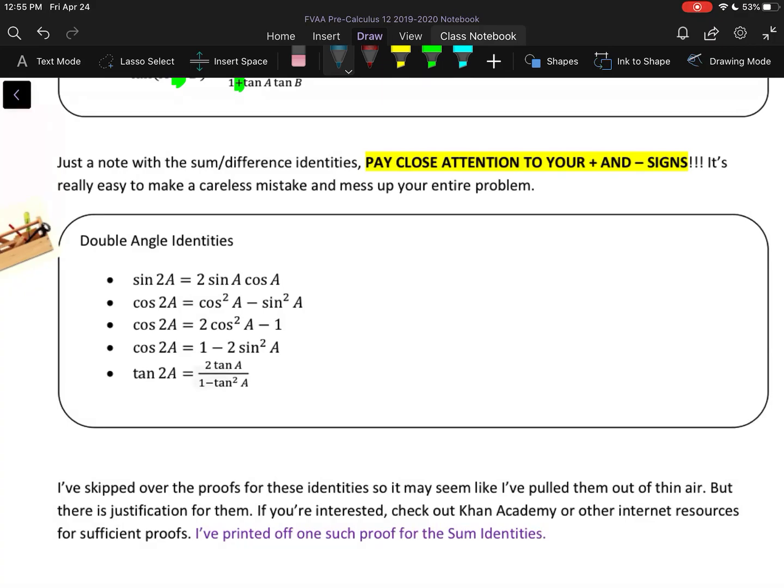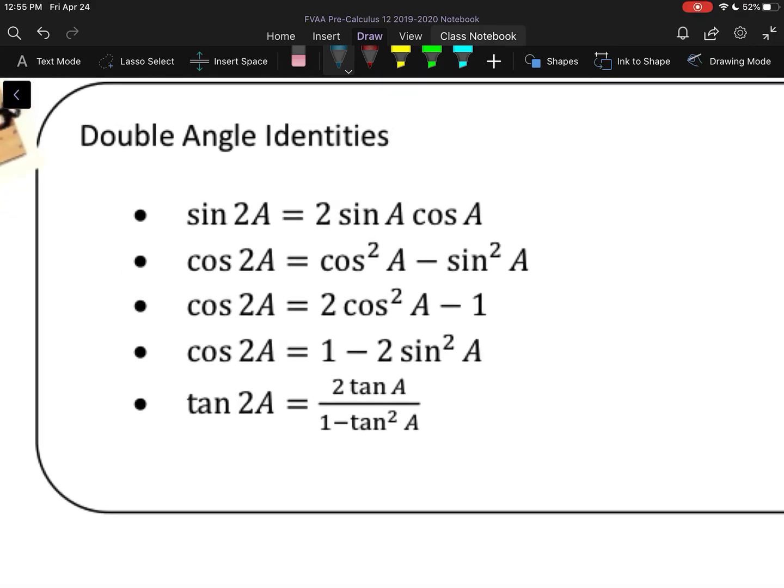All right, and then there are the double angle identities, when you have sine 2A or cos 2A or tan 2A. Sine 2A gives you 2 sine A cos A. Cos 2A has three options here. All three of these are proven identities. So cos 2A can either give you cos squared A minus sine squared A, or 2 cos squared A minus 1, or 1 minus 2 sine squared A.